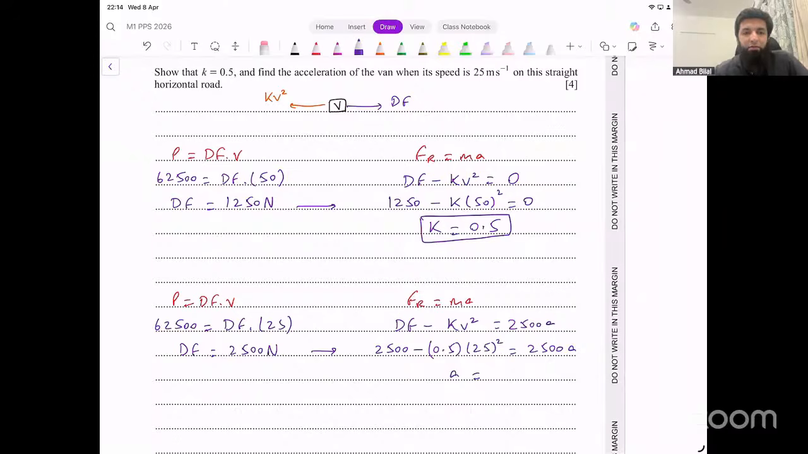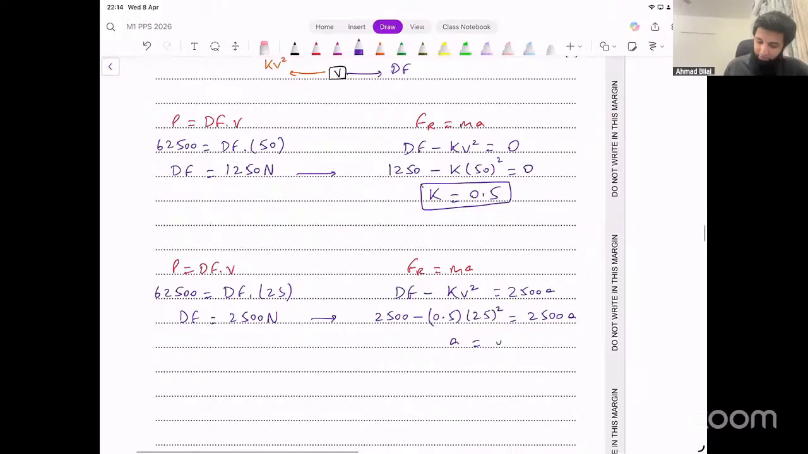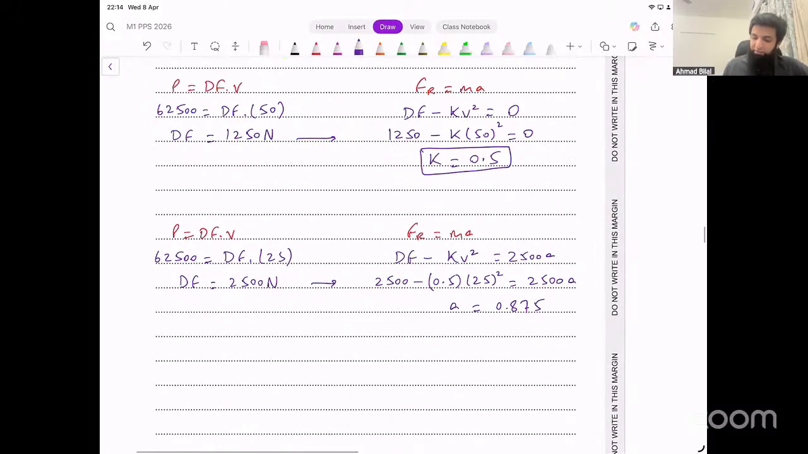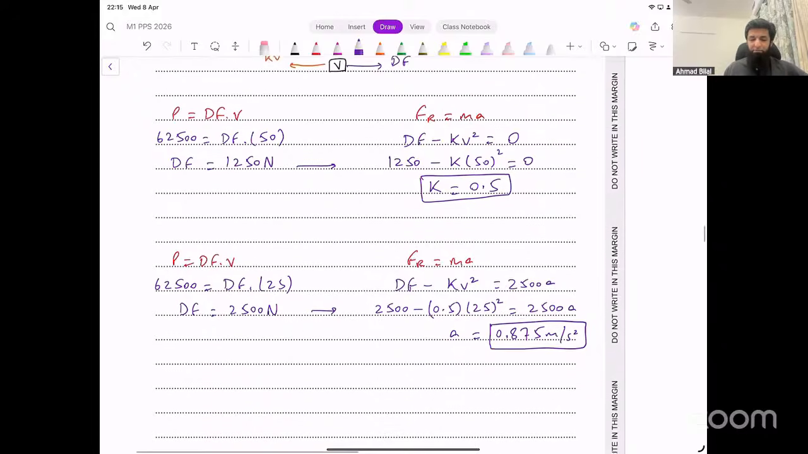What value of a do we get from this? 0.875. Is that exact? 0.875. Okay, all right. That's the final answer that we've got. Then acceleration equals 0.875 meters per second squared. That's what we were looking for.